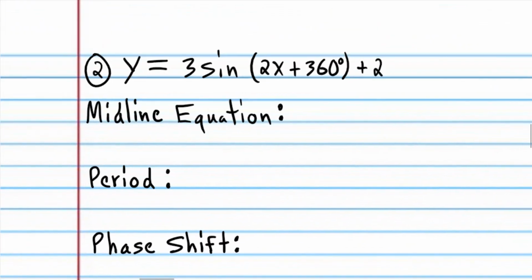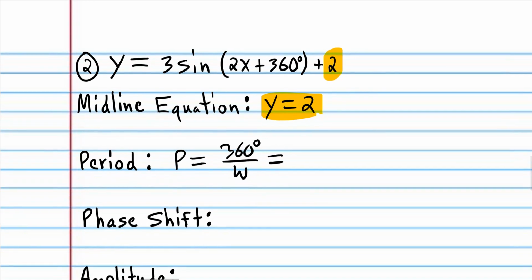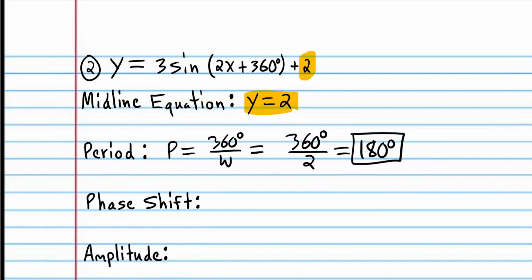So now let's move a little quicker. The equation of the midline is y is equal to 2. Where did I get that? I got it from here. The period is always equal to 360 degrees over omega, unless you're finding the period of the tangent or cotangent graph, then it's 180 over omega. So omega is 2, and we have 180 degrees. Where did I get omega? I got it from there. That's always omega. The coefficient of x is always omega.